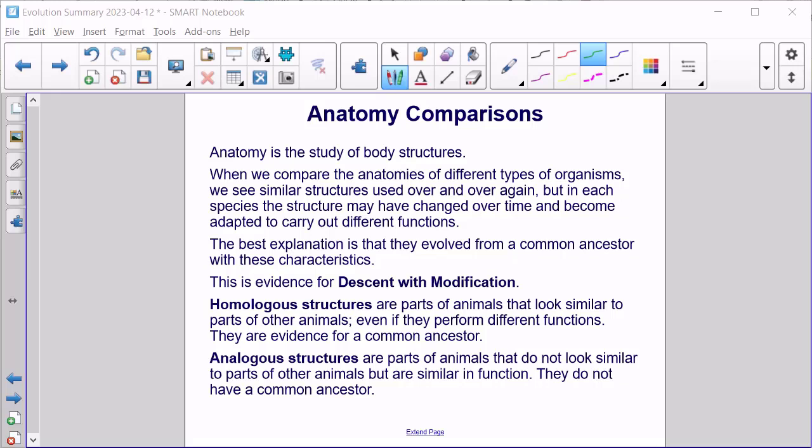Homologous structures are parts of animals that look similar to parts of other animals. Even if they perform different functions, they are evidence for a common ancestor. Analogous structures are parts of animals that do not look similar to parts of other animals, but are similar in function. They do not have a common ancestor.